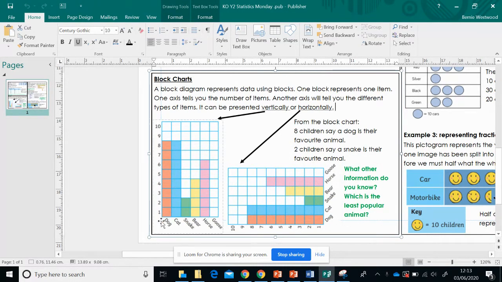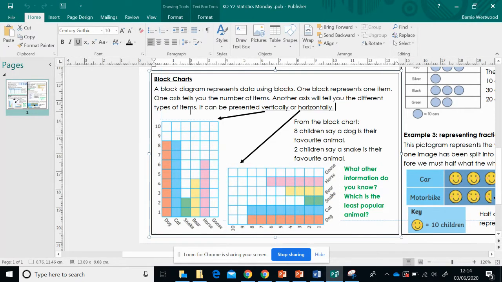So you can see that each of these blocks here represent one, and I know that because of the numbers that are going up the side of that block chart. We actually call these axes. Now you won't need to know that till year 3, but that's what we do call them. This is an axis that tells us the number of children that voted for these animals, and then this is the axis that tells us the different animals that were asked.